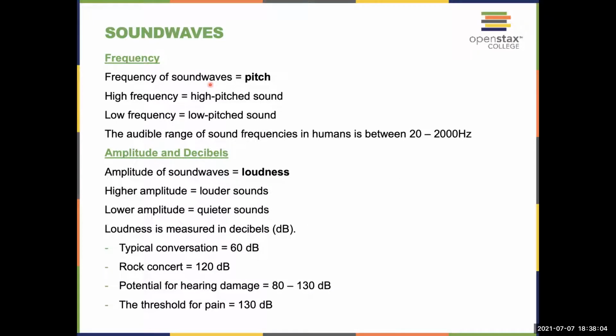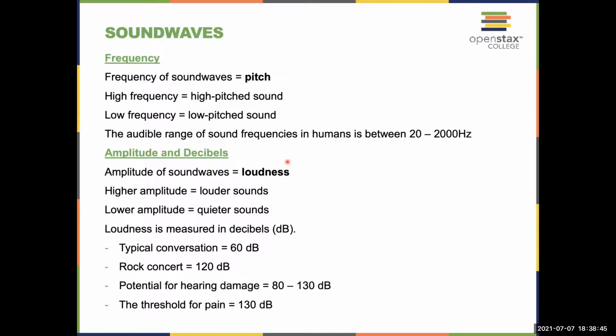So sound waves, when we talk about frequency, frequency of sound waves is equal to like the pitch, right? So high frequency is going to be a high pitch sound, and your low frequency is going to be low pitch. And then the audible range for humans is between 20 and 2000 hertz. I don't believe I asked an exam question on that either, so you're not going to have to memorize that.